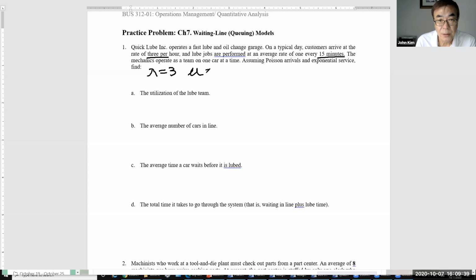So service rate mu equals 60 divided by 15, equals 4. Then assume Poisson arrivals and exponential service. And then one fast loop oil change in a garage, so one channel, so use model 1.